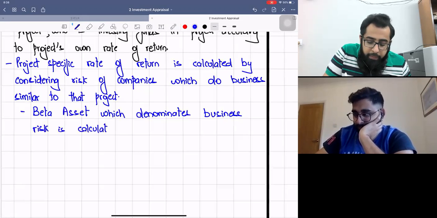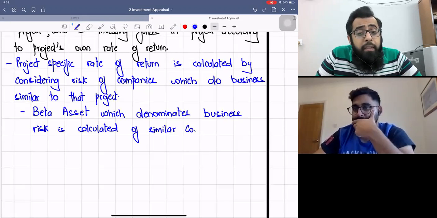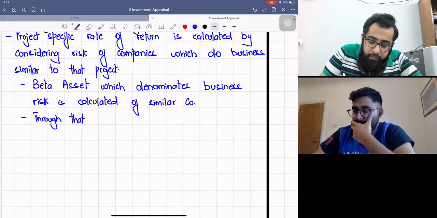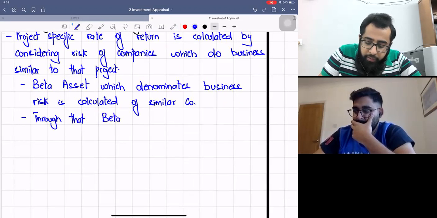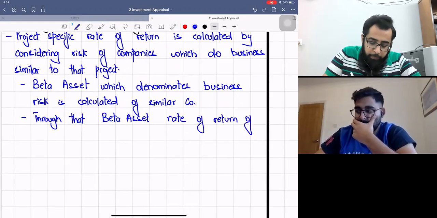of a similar company. First of all, you will calculate beta asset, or the business risk, of a similar company. Through that beta asset, the rate of return of the project will be estimated.